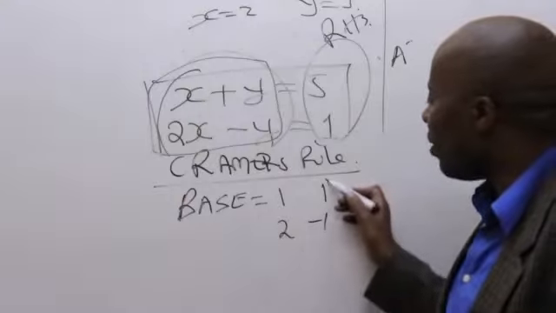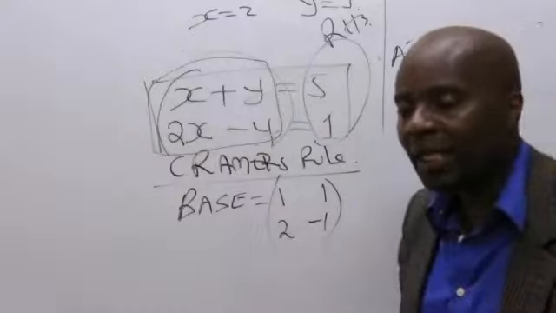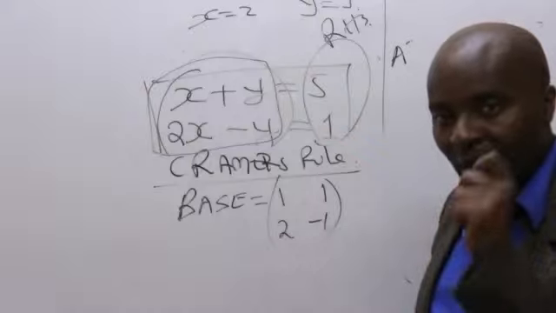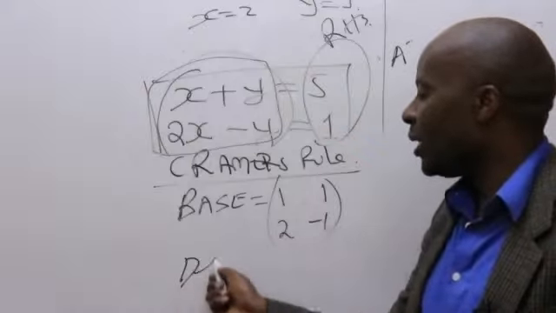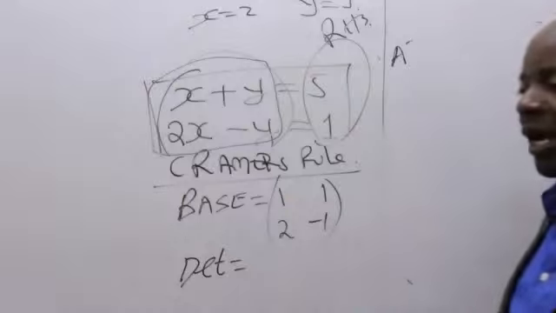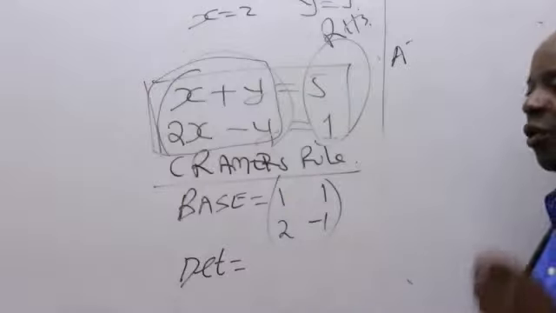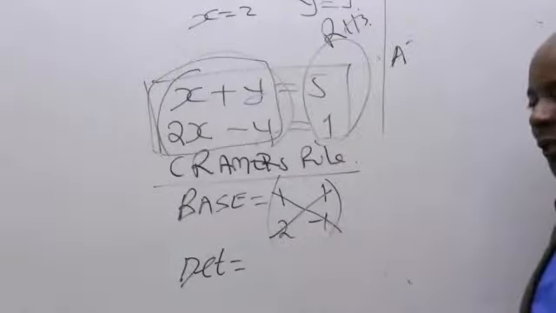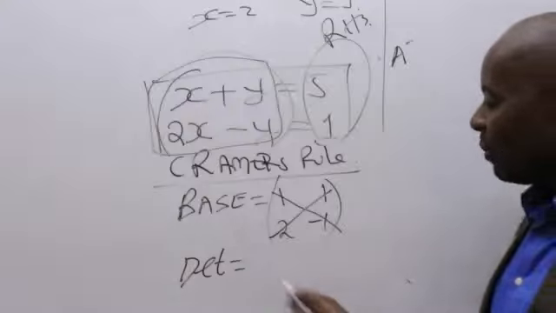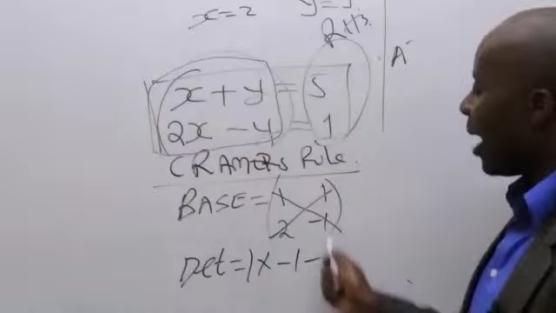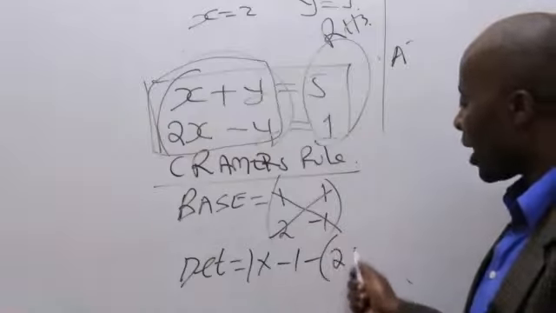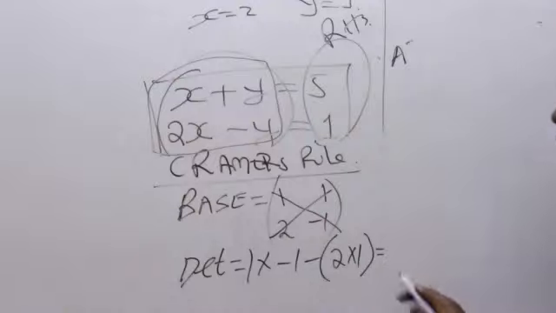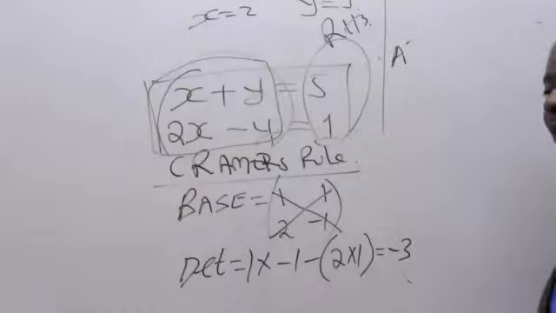Now, ladies and gentlemen, the moment I've been able to define my base like that, I will go straight away to the next step, which is the one of ascertaining the determinant. So go ahead and give me the determinant. Remember, determinant is product of primary minus product of secondary. Determinant is product of primary, so 1 times minus 1, minus product of secondary. Secondary, I can see it is 2 times 1, which if I remember very well, had given me a figure of minus 3.